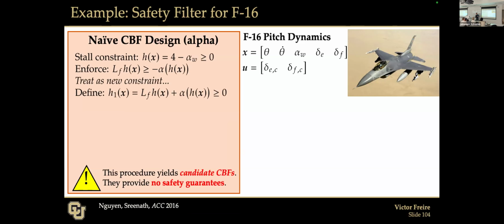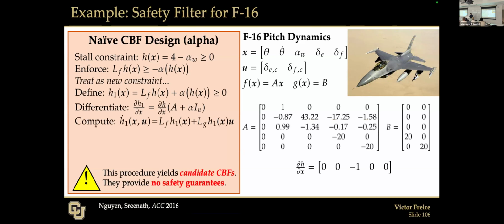as a new candidate CBF. We just rearrange it, set it equal to H1, and repeat the procedure. Differentiate H1 and compute H1 dot. So LFH1, we can do through the process. You can do the math yourself, but this term appears. I just plug it in. The term there on the right is going to cancel.